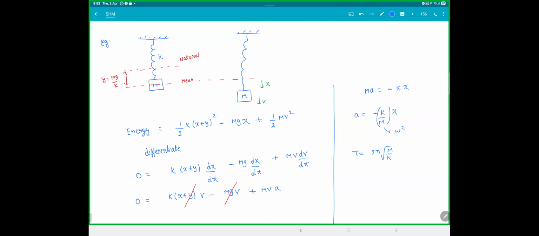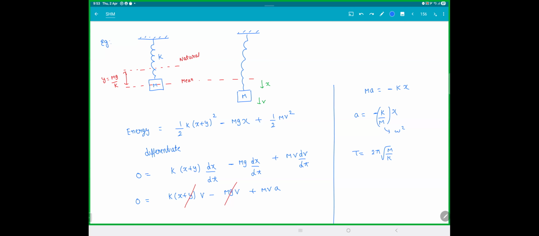Lengthy, right? And what did we do with the net force method? Yaad hai? What did we see in the net force method? When you pull by x, what is the change in spring force? Kx. Did mg change? No. So therefore, kx is equal to minus ma. Done. So it was faster.